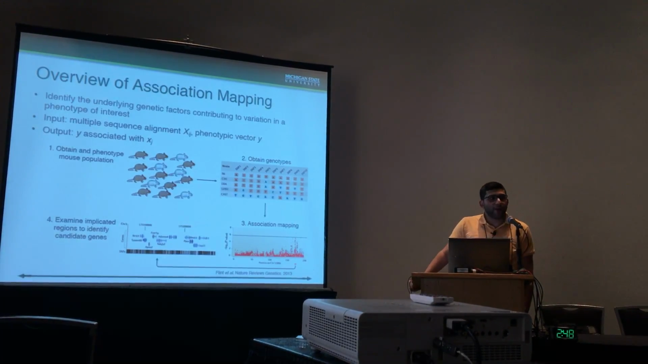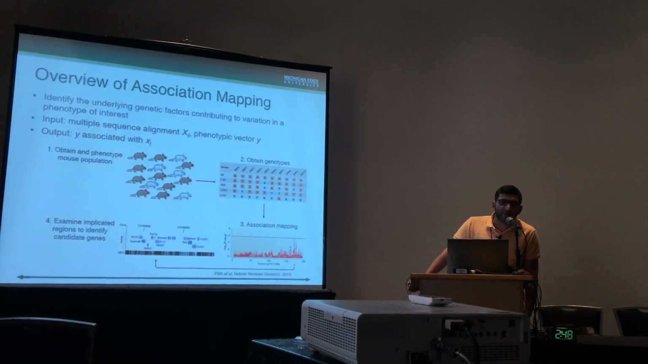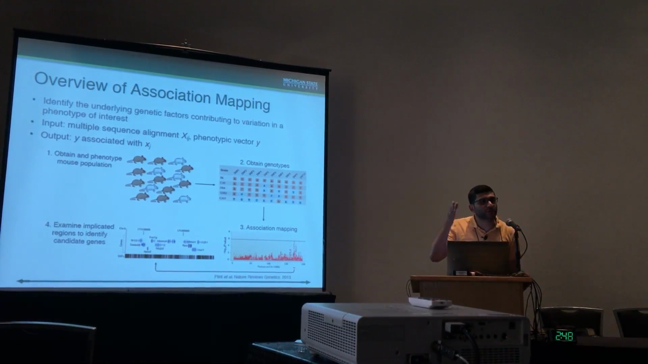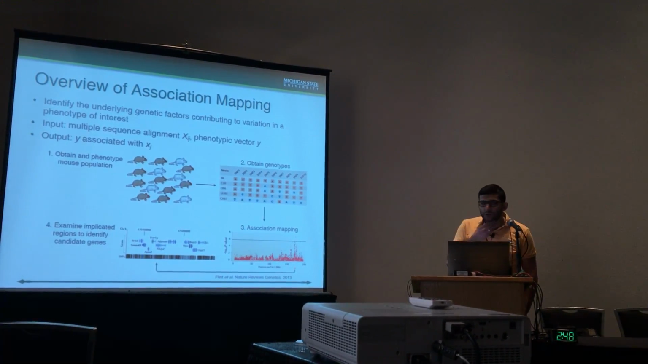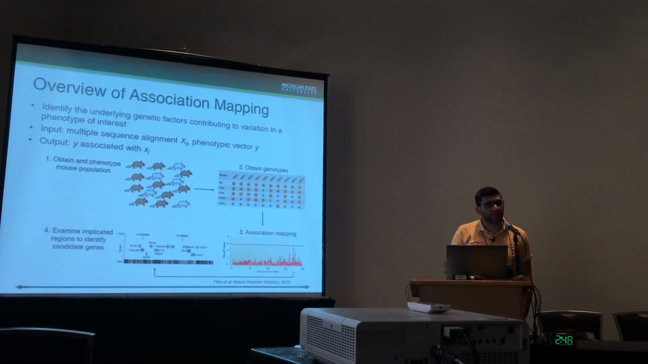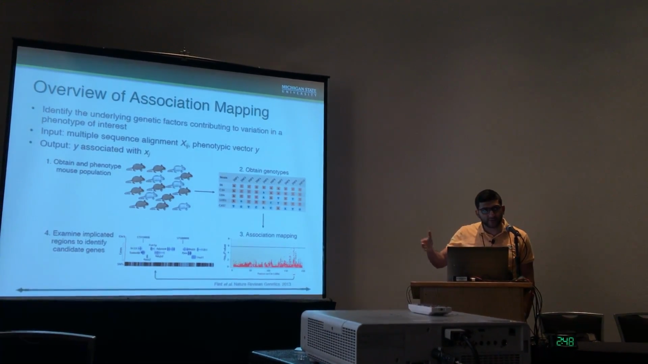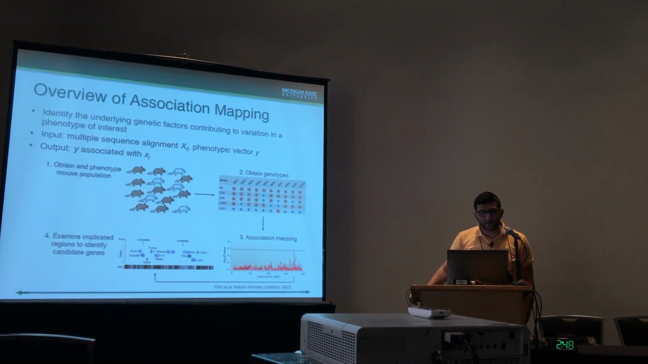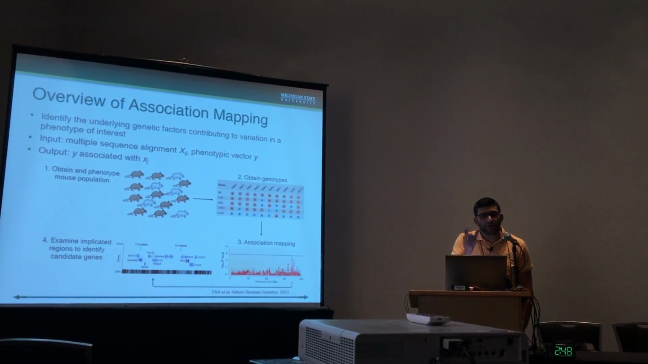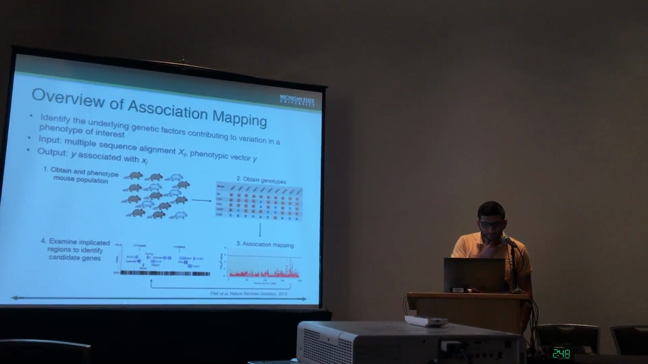What is association mapping? The goal of association mapping is to identify the underlying genetic factors contributing to a variation in a phenotype of interest. An input to an association mapping experiment is usually a multiple sequence alignment, that's your genotype, as well as a phenotypic vector, that's your trait, which could be quantitative or qualitative. On the other hand, the output is a set of sites, you can think of them as a set of SNPs, that are associated with the phenotype or with the trait.